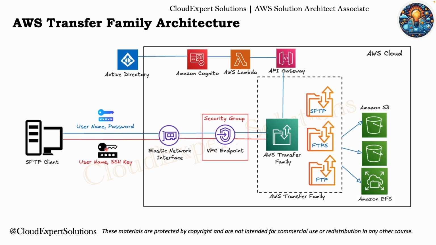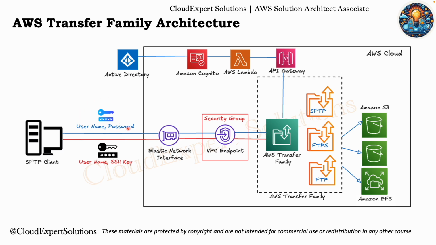Using that SSH key, they will be able to directly authenticate themselves and upload their file using AWS Transfer Family, and your file can land in Amazon S3 or Amazon EFS based on your requirement. You can also use username and password, and you have multiple options as we discussed. You can use Active Directory, IAM, or a custom identity provider.